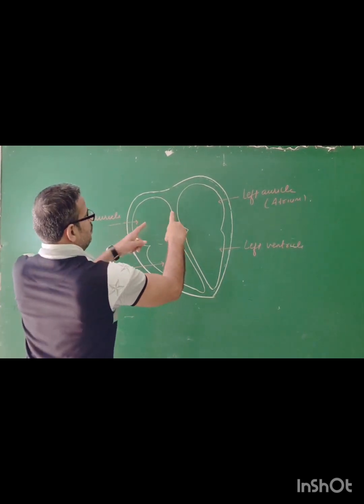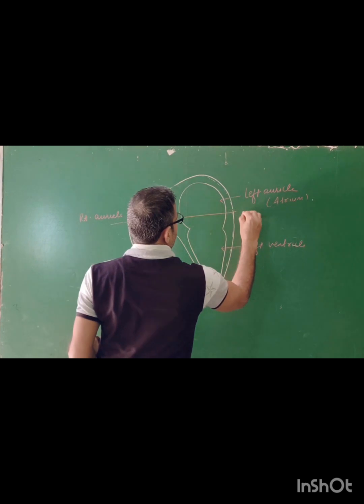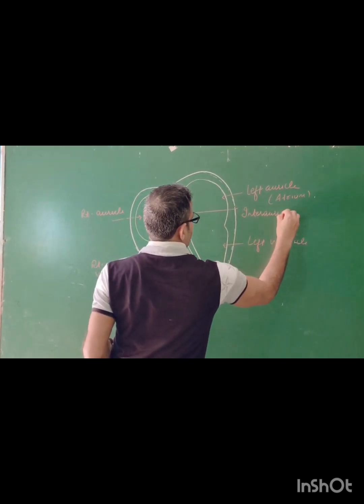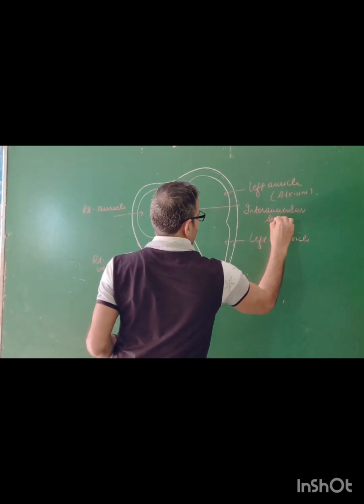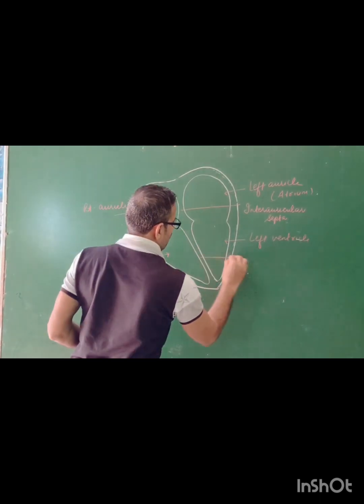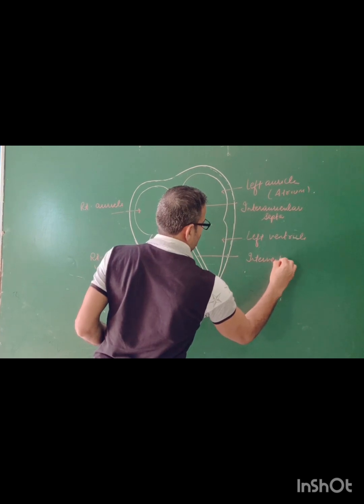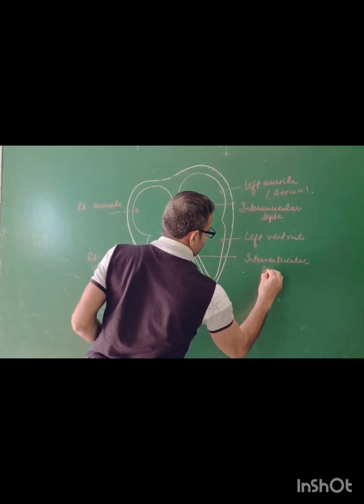Okay. So there is a septa between the two auricles. This is called auricular septa. The septa between the two ventricles is called interventricular septa.